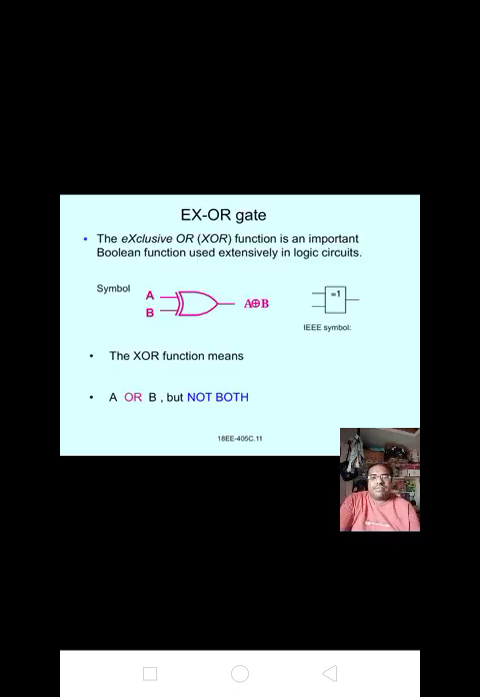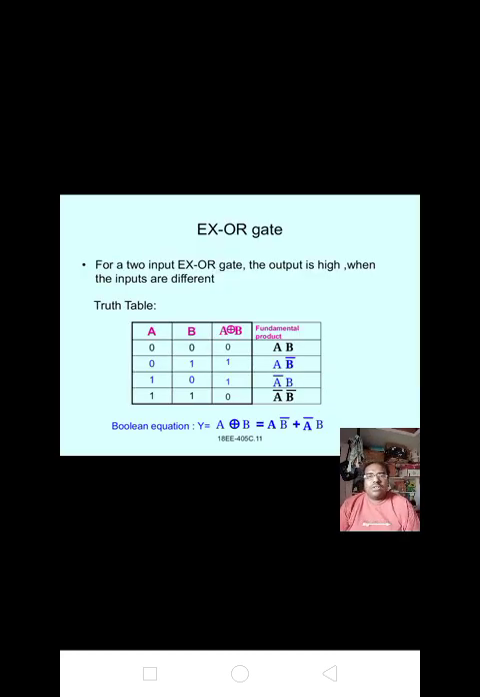Exclusive OR gate. The exclusive OR gate function is a function used extensively in logic circuits. A and B are the inputs for XOR gate. We get the output Y equal to A XOR B. That is, XOR function means A or B but not both. For a 2 input XOR gate, the output is high when inputs are different.